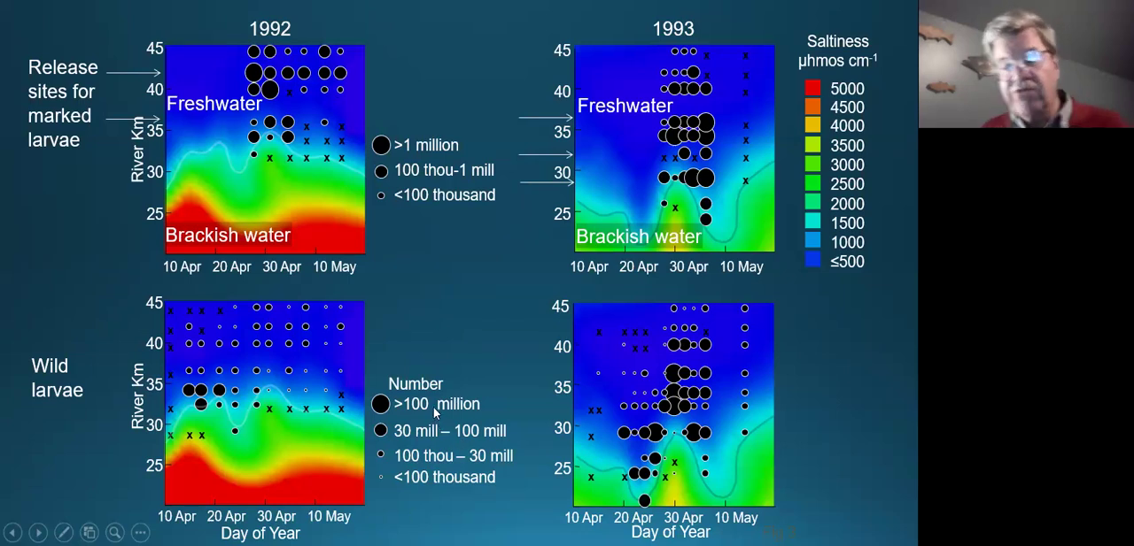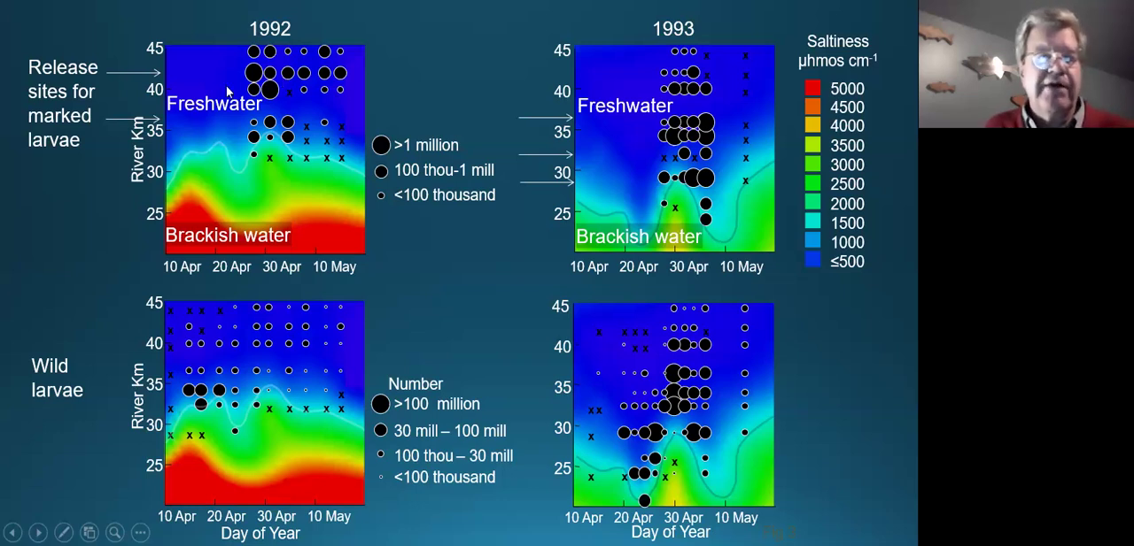For the wild larvae, there's a lot more out there. You can see we start out at greater than 100 million for our bigger dots, and we go down to less than 100,000. So each one of these spots is a density or an abundance that we've estimated for this date and for this part of the river.